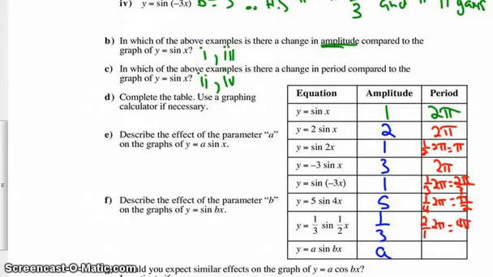And lastly, what do we do with the b value? We horizontally stretch by a factor of 1 over b, so therefore it would be 1 over b times 2 pi, so the period with the b value will always be 2 pi over b.